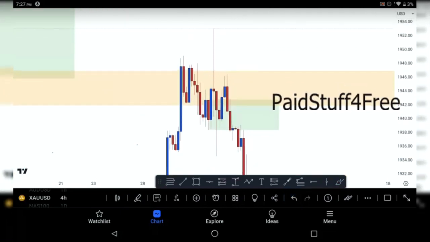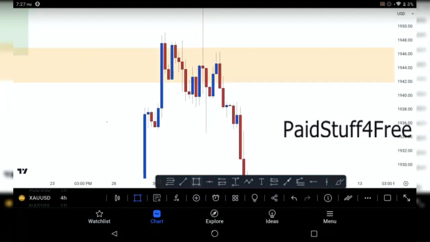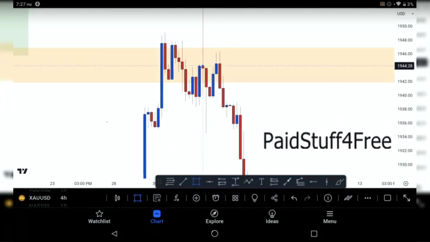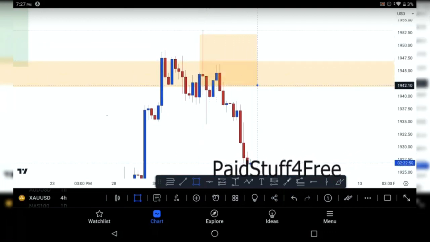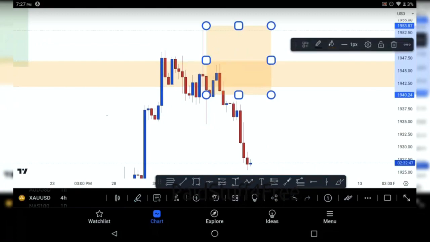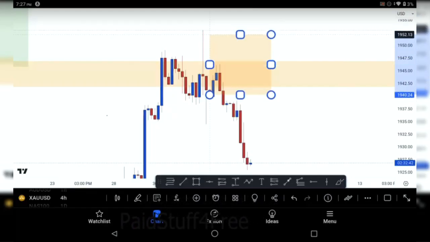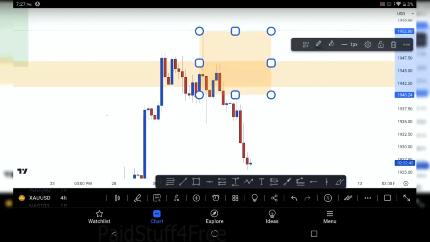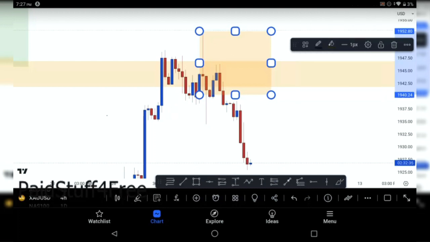So now as for this entry here, this entry came from a dominant engulfing sell on 4 hours. I don't know if you guys can see that. Hold on a sec. Can you guys see that? That's the dominant engulfing sell on 4 hours.